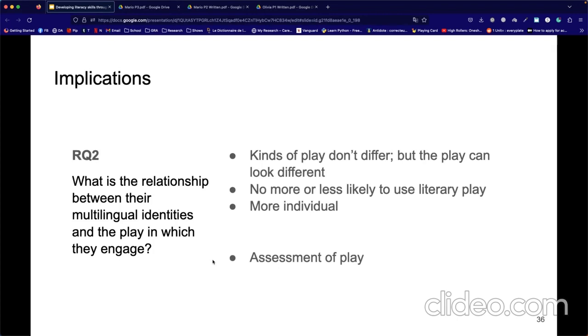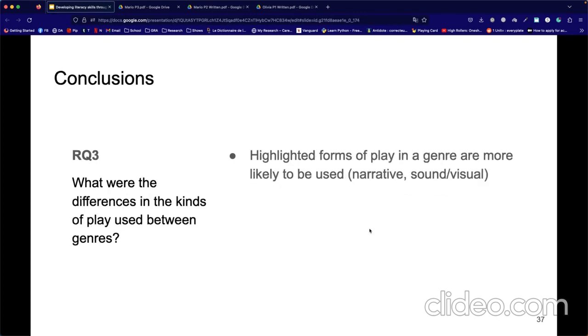So this comes into play when talking about assessment. If play is being assessed as part of a project, the instructor probably needs to take into consideration students' multilingual identities in the way that I did. There may be certain kinds of play that I missed because I'm not a native Spanish speaker and I don't really speak Spanish fluently, and I don't have a lot of experience with Hispanic cultures.